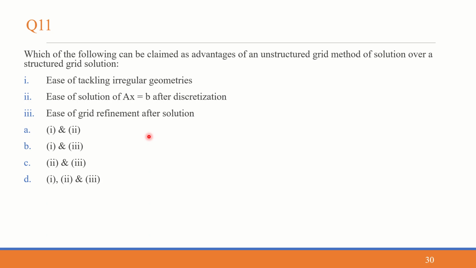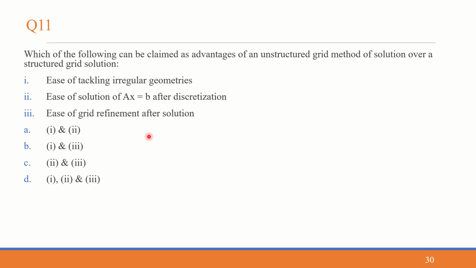Third one, ease of grid refinement after solution. So this is true. In a structured grid, when you refine the grid in one location, the other location will also be affected because of that. In an unstructured grid, that is not the case. You can refine it in one point without worrying about the mesh getting refined in some other corner. So that is an advantage of unstructured grid over a structured grid, which we will be seeing.